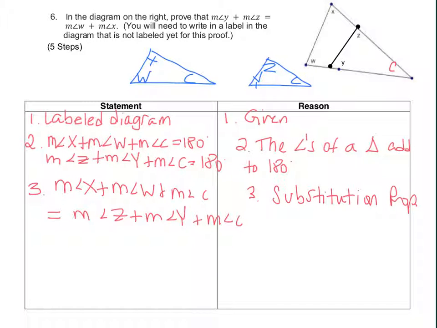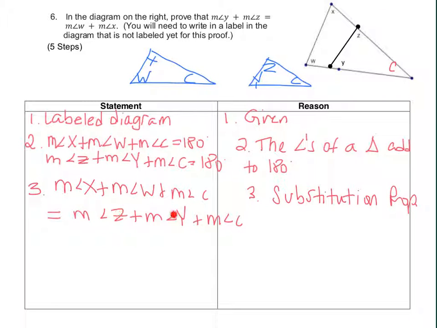What you should have is measure of angle X plus measure of angle W plus measure of angle C from here set equal to measure of angle Z plus measure of angle Y plus measure of angle C from here, using the substitution property. Remember, if these are both 180, then these must equal each other.